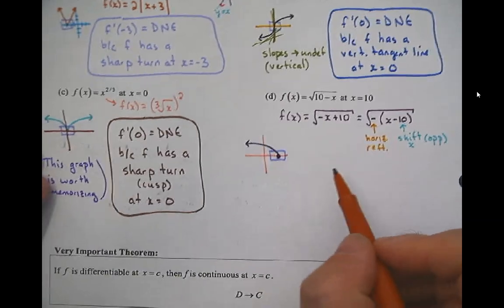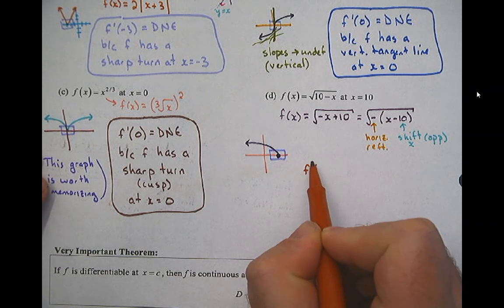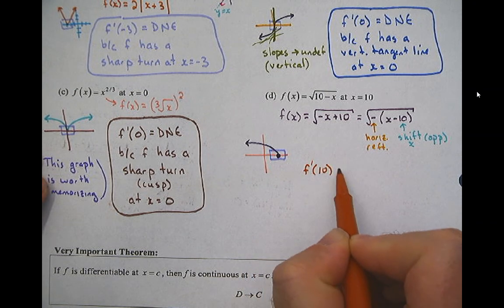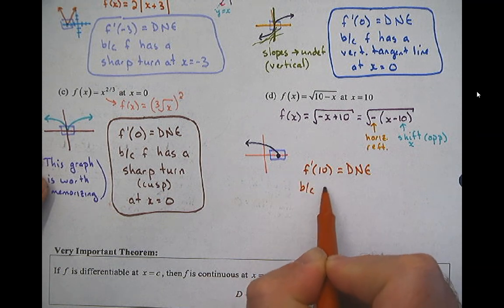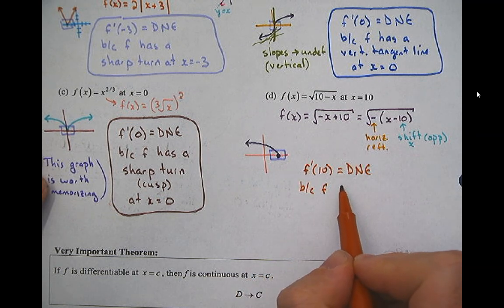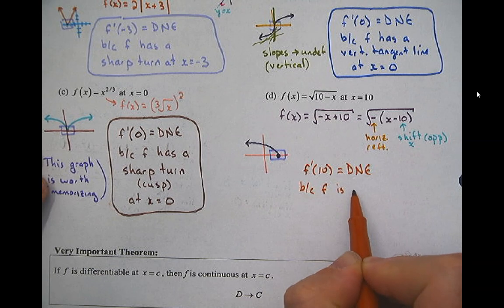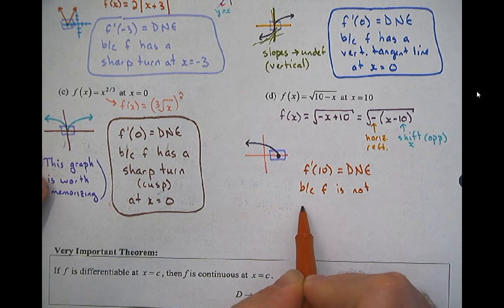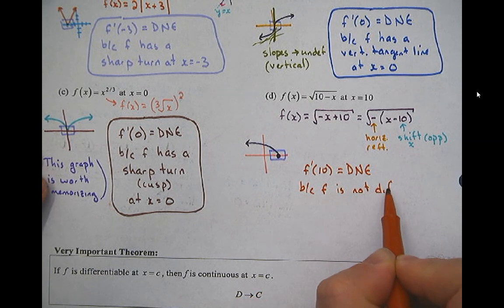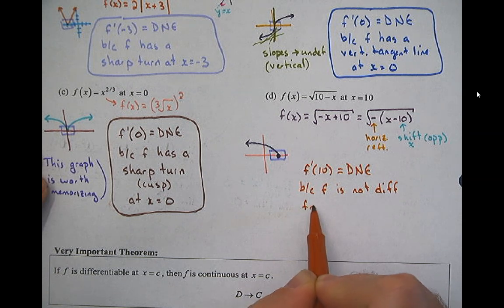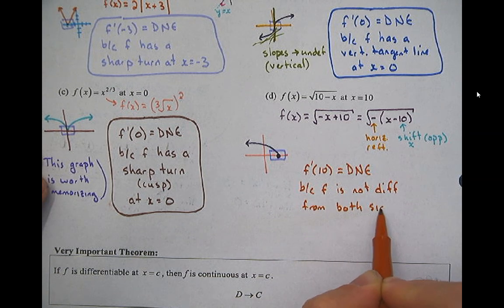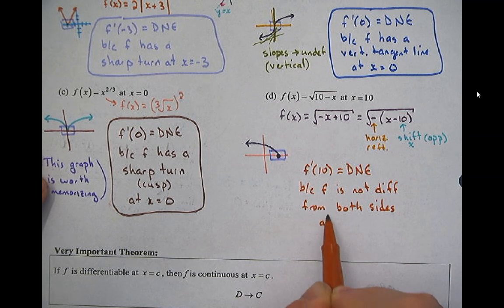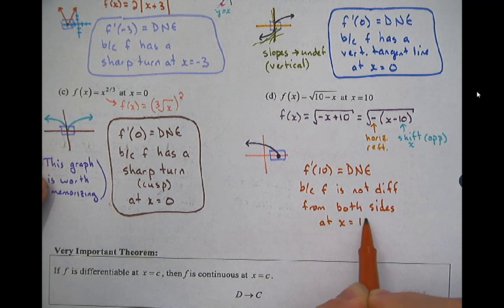So f prime of 10 equals DNE, because f is not differentiable from both sides at x equals 10.